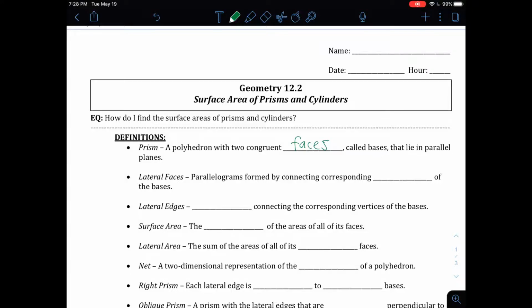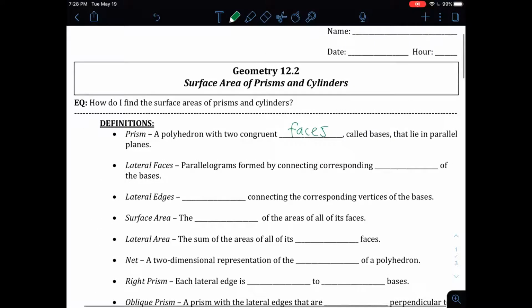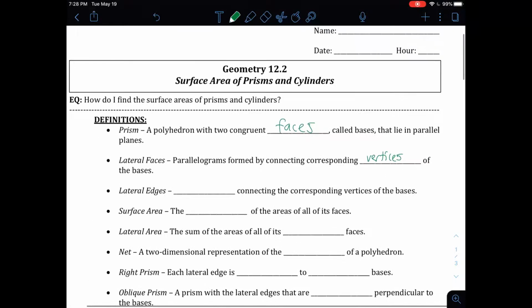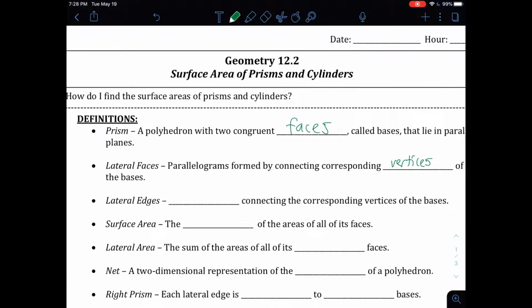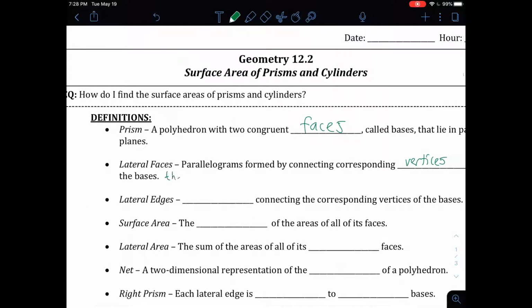All right. So a lateral face is a parallelogram formed by connecting corresponding vertices. Corresponding what? Corresponding vertices of the bases. That's kind of confusing. Let's just go ahead and say lateral faces are the sides.